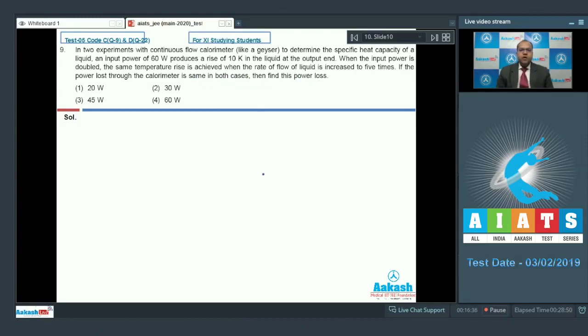So we know that input power is given for time t, that is we can write P into T, that heat is utilized first in supplying to the liquid, that is delta Q, plus the remaining is heat loss. So if I write the equation for the first process, that is 60 into T is equal to, let the mass of the liquid which flows out be M, its specific heat is S, and the increase in temperature is delta T. So in this process the heat loss is let delta H.